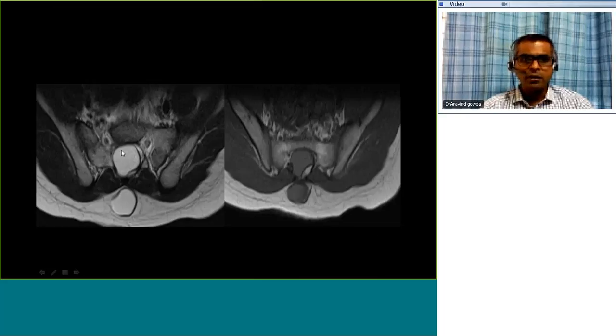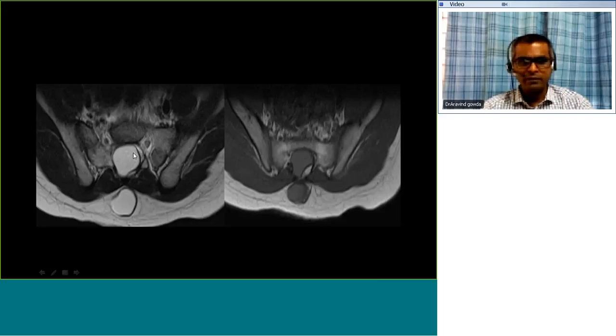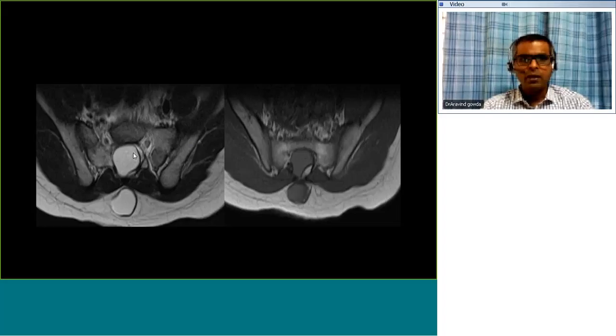You can see this expansion of the central canal. I cannot tell that in this image the meningocele is seen in this view as such. So this is one example of the terminal myelocystocele.